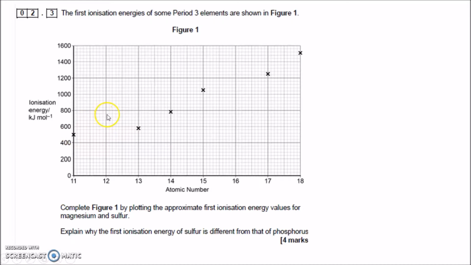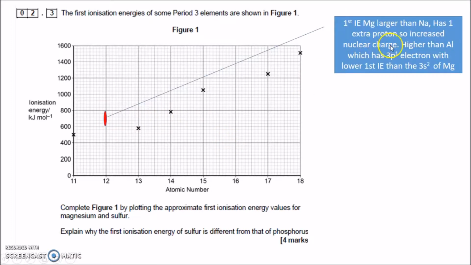So this goes up, so it's going to go up somewhere here. Interestingly, magnesium is higher than sodium, so we're looking at magnesium coming up somewhere here because it's got 12 protons rather than 11. Magnesium's got a greater nuclear charge than sodium, and therefore it's going to require more energy to remove that electron. In this region here, interestingly, it's higher than aluminium. Aluminium comes down because magnesium has got 3s2 electrons, while aluminium has got a 3p1 electron. 3s2 electrons are more difficult to remove than a 3p1 electron. So a 3p1 electron is more easily removed, and so aluminium comes down here.